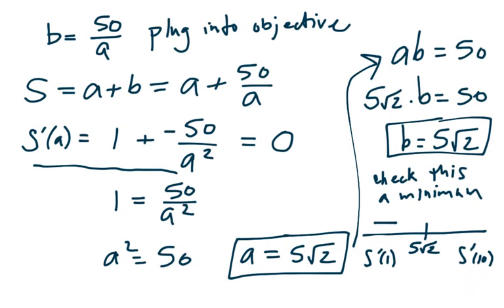Anyway, it's 1 minus 50 over 100, which is a half, so that's a positive number. So that means that our sum function is decreasing as we approach 5 root 2, and it's increasing after we pass 5 root 2. That means that, indeed, this is the location of a minimum. So we've verified that the numbers we found are indeed a minimum.